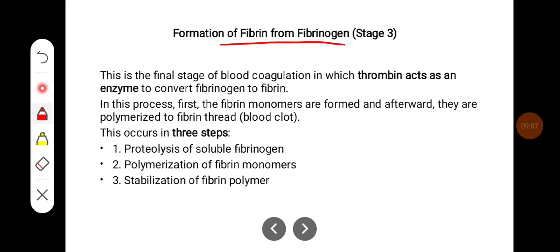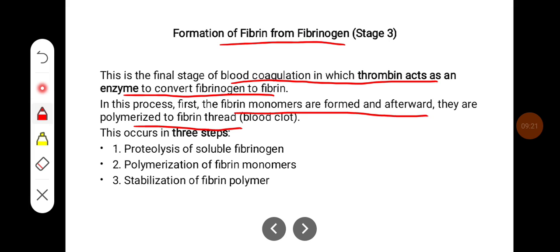Formation of fibrin from fibrinogen, which is stage 3. So this is the final stage of blood coagulation in which thrombin acts as an enzyme to convert fibrinogen into fibrin. In this process, first the fibrin monomers are formed and afterward they are polymerized to fibrin thread, which is called blood clot. This occurs in three steps. One is proteolysis of the soluble fibrinogen, then polymerization of the fibrin monomers, then stabilization of the fibrin polymers.